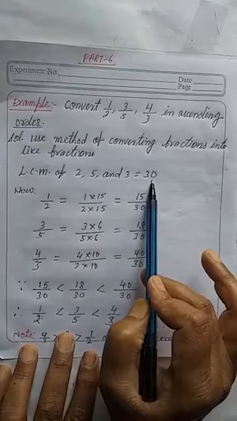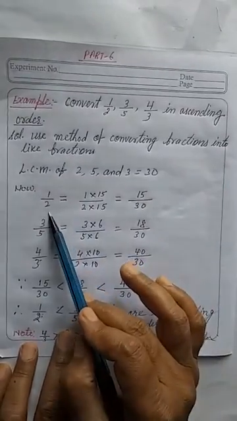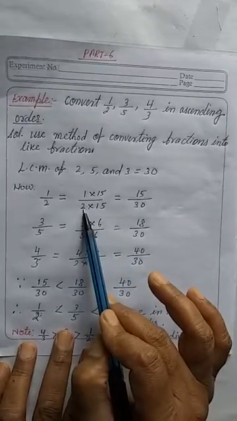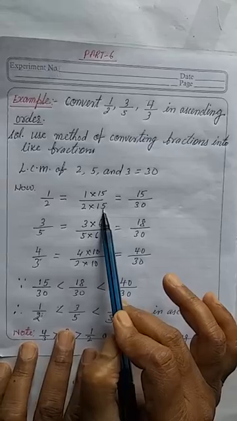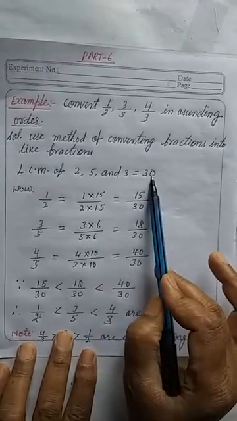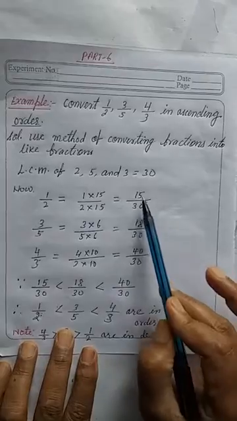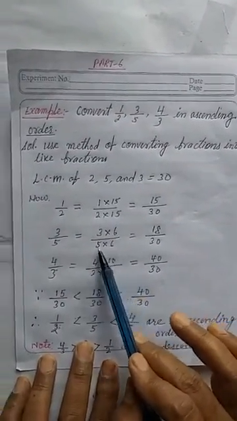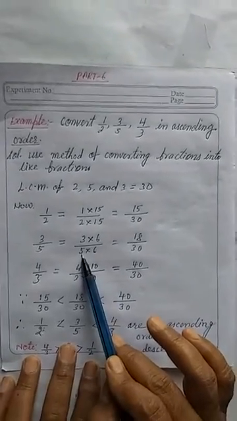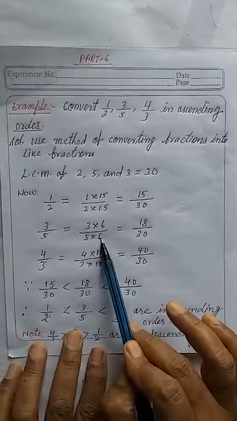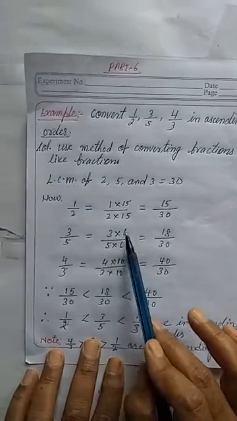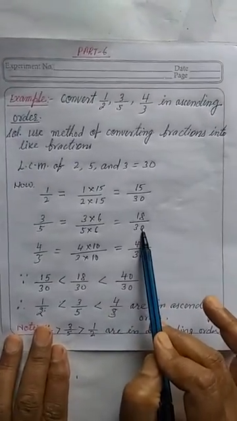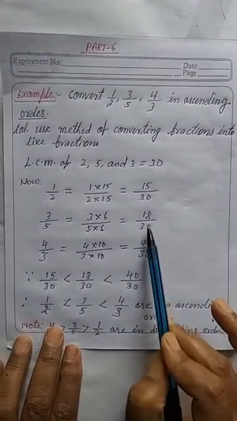Okay, students. Here is 1 by 2. By what number do you have to multiply the denominator to get 30? Why 30, students? Because the LCM denominator is 30. So multiply by 15, giving 15 upon 30. Similarly, 3 upon 5. What number do you have to multiply by 5 to get 30? 6, so multiply both numerator and denominator by 6. So 18 upon 30 is the answer.